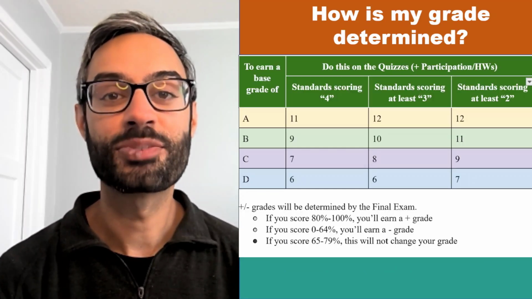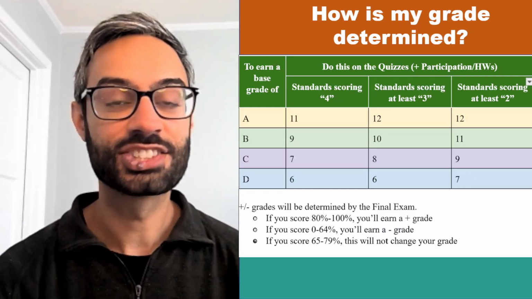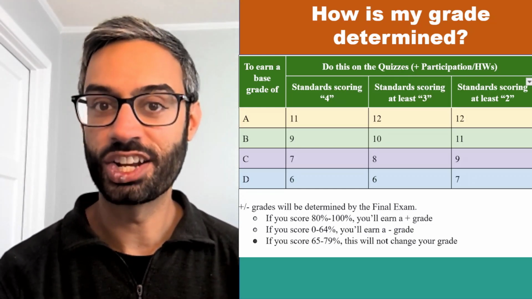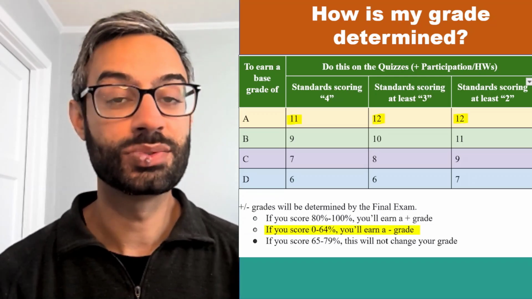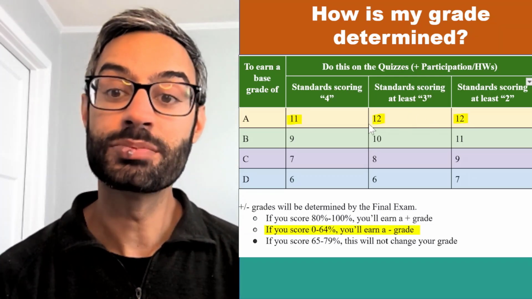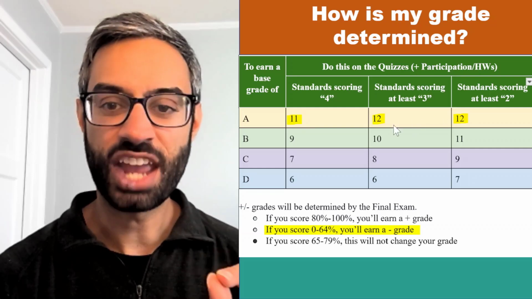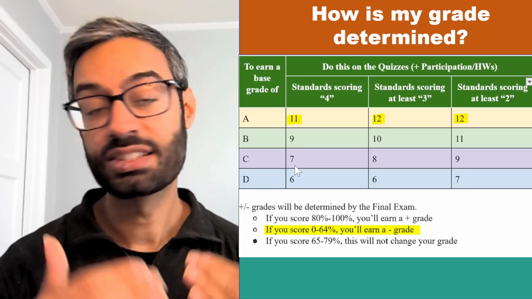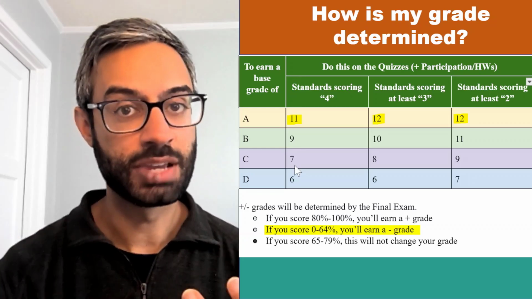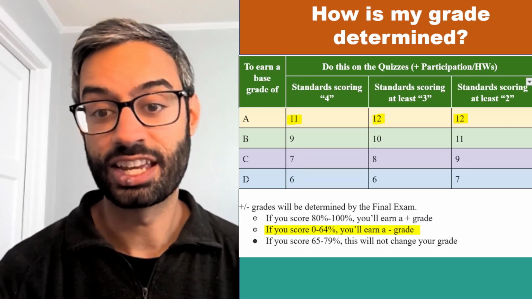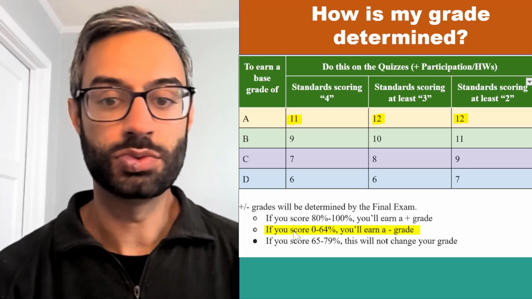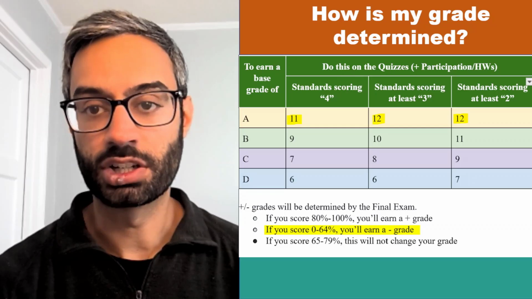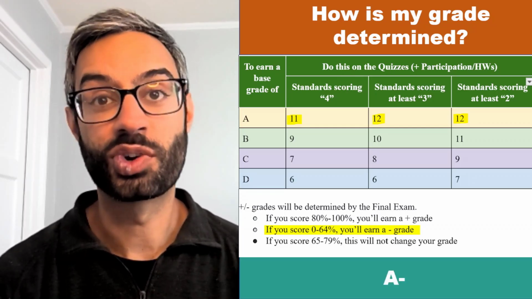Your grade will be determined according to the following table. A student needs to do all of the items in a particular row to earn that corresponding grade. So for example, if a student has done all these yellow highlighted items, they've met the requirements in each category for an A, and that's what their base grade would be. And then pluses and minuses are determined based on how a student does on the final exam. So if you score between a 0 and a 64%, you earn a minus at the end of your grade. So this would be an A minus overall.